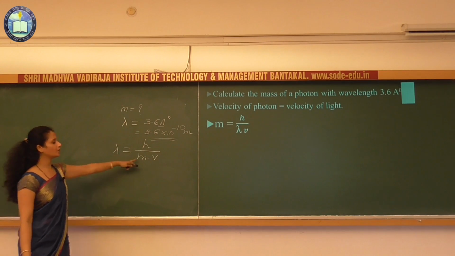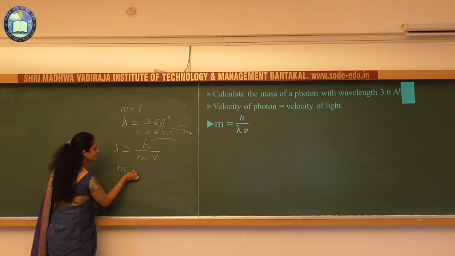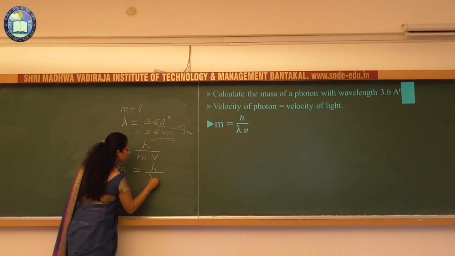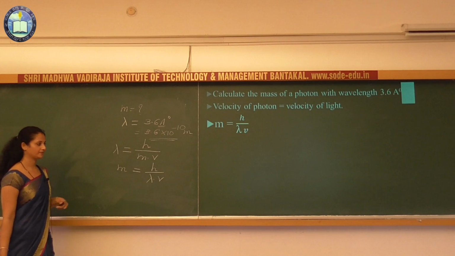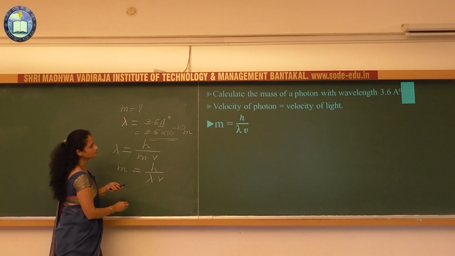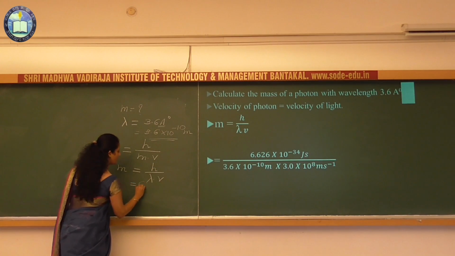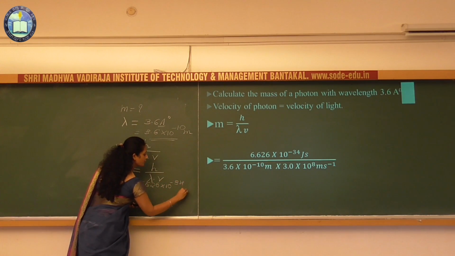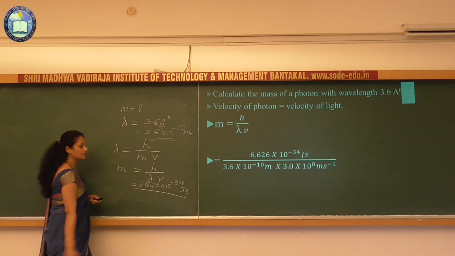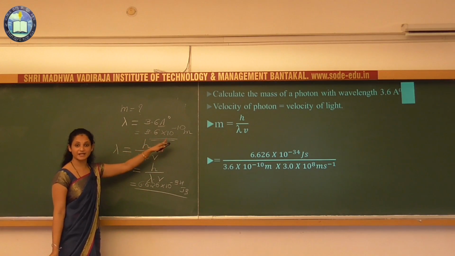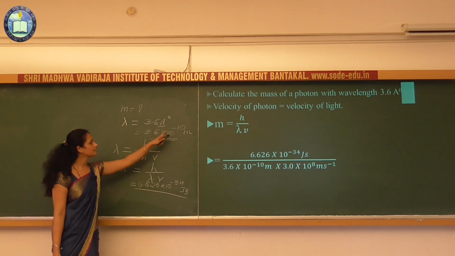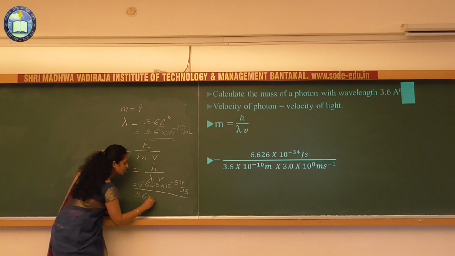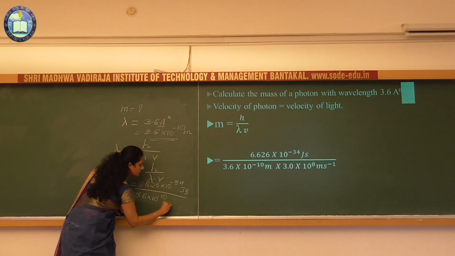We have to calculate mass, so rearrange the expression: m is equal to h by lambda into v. Now let us substitute 6.626 into 10 to the power minus 34 joule second divided by lambda. Be careful when substituting lambda. Take 10 to the power minus 10 here: 3.6 into 10 to the power minus 10 meter into velocity.